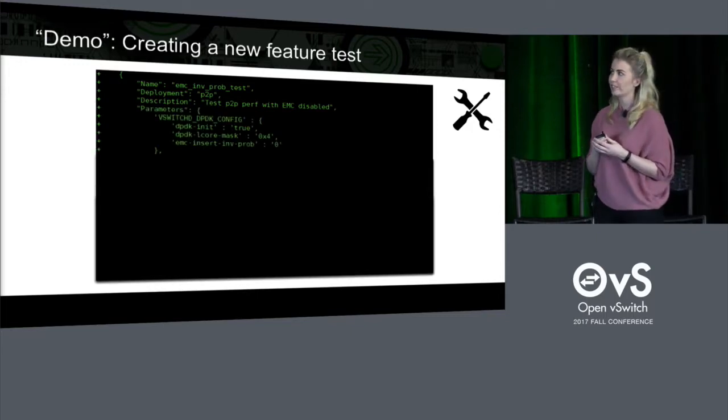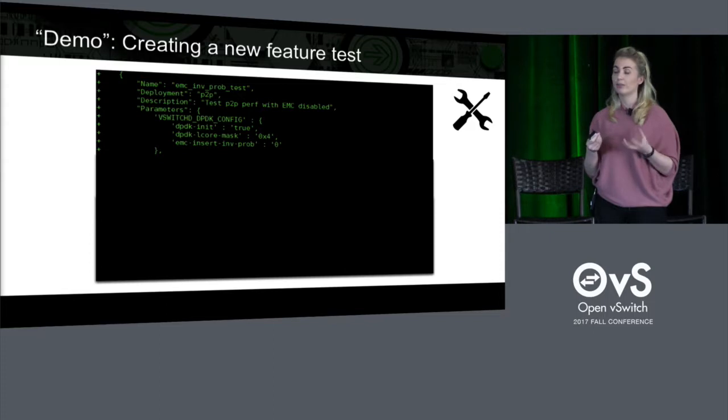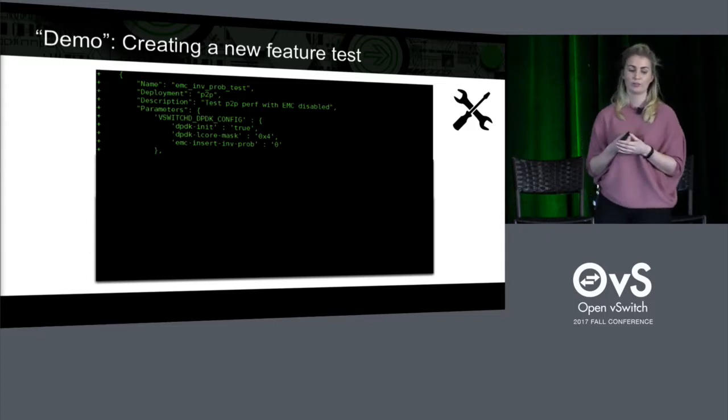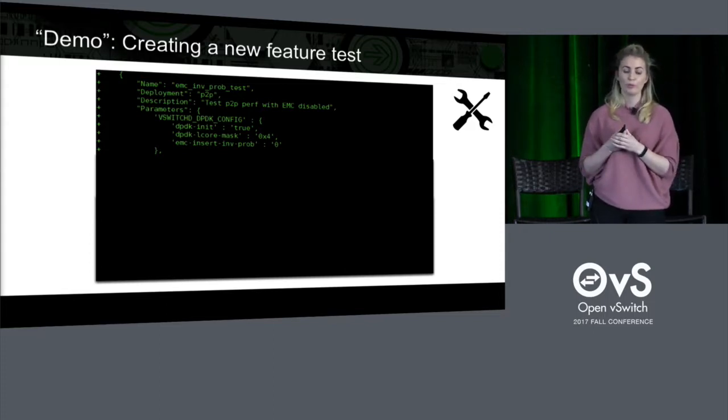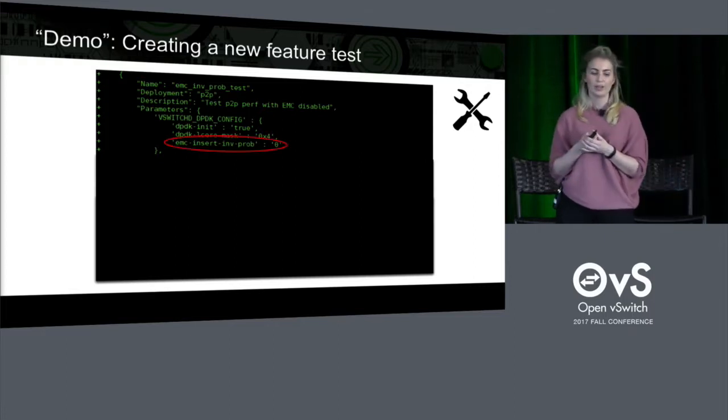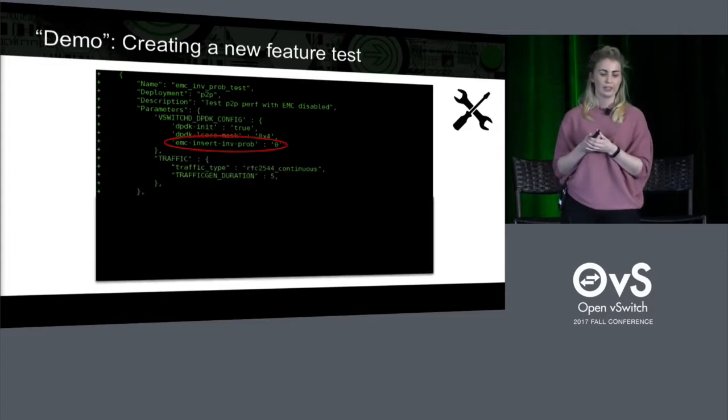Next up is the OVSDB. We're using DPDK OVS DPDK in this test, so we specify to initialize it. We give it a core mask. And this is the important one here: we set the EMC insert to 0, and that should disable the EMC.